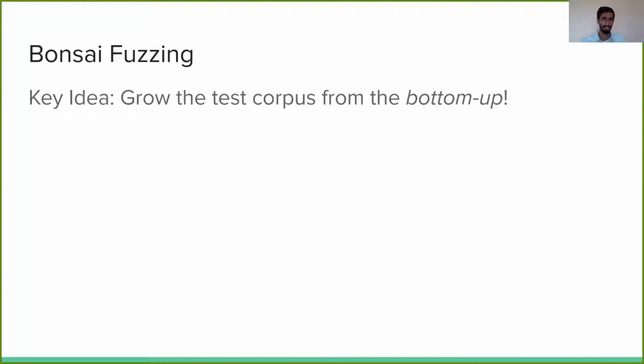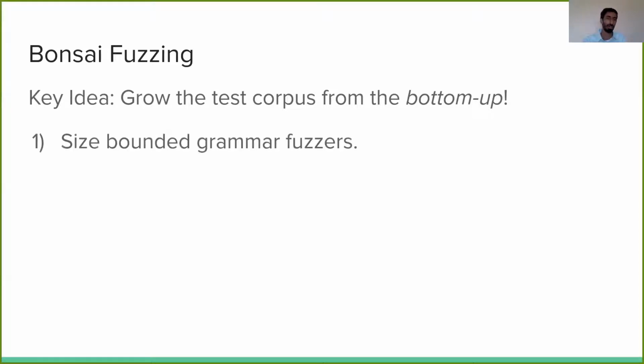And so here's where we introduce Bonsai Fuzzing, where the key idea is to grow the test corpus from the bottom up. And in order to achieve this goal, we need to first define two things. The first one is a method of size bounding the grammar fuzzers. So what does this actually mean? We can take our grammar sampling algorithm for ChocoPy, and what we want to do is restrict the input space of programs that get generated. So we essentially want to create a size bound for the programs that get sampled from our grammar sampling algorithm.